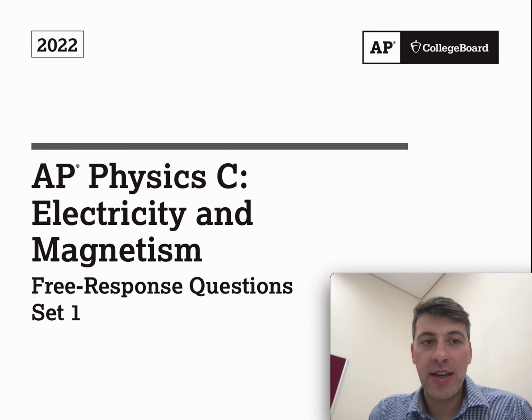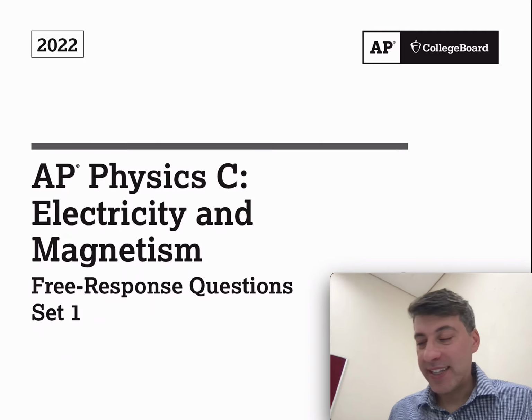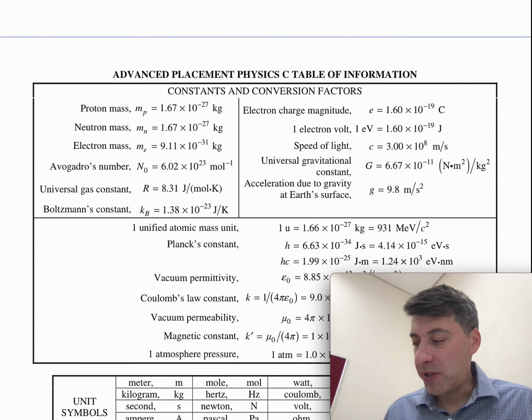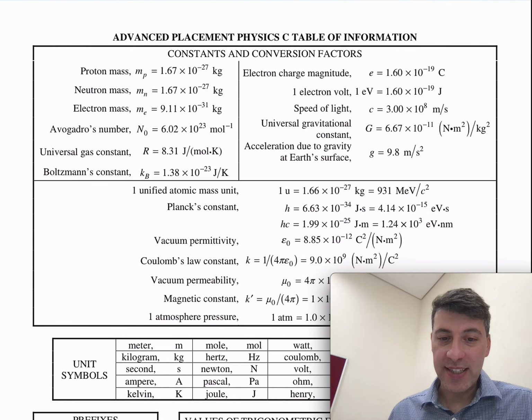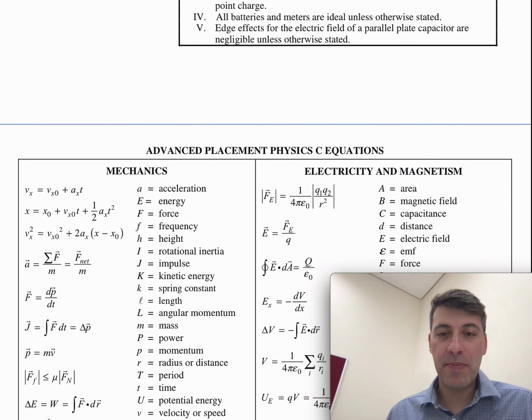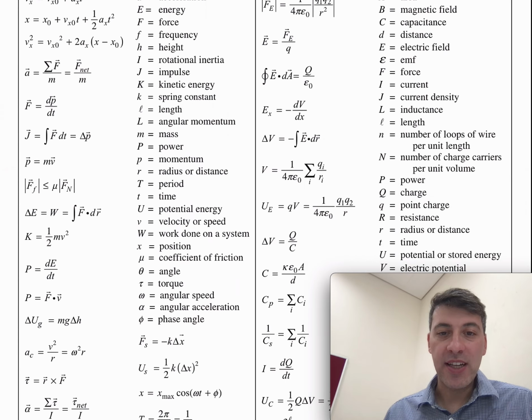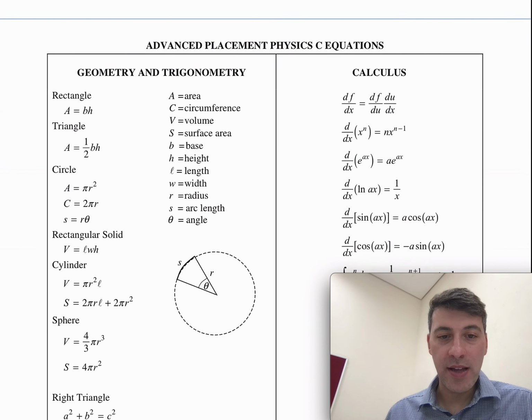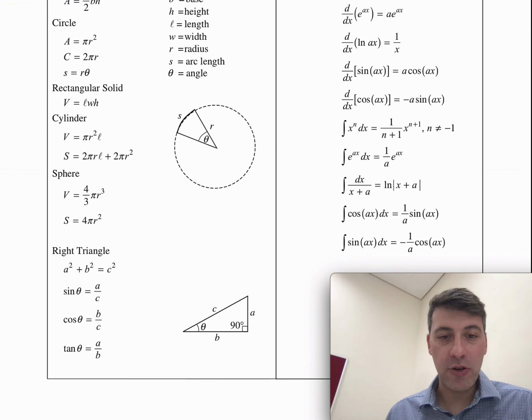In this video we'll try to solve the 2022 exam for AP Physics Electromagnetism. Actually, more specifically, we'll try to solve the second question of this exam. As we have the exam paper and we scroll down, we see the basic constants and the unit symbols and prefixes and the basic formula that we need for our exam and a few tips for calculus and geometry.